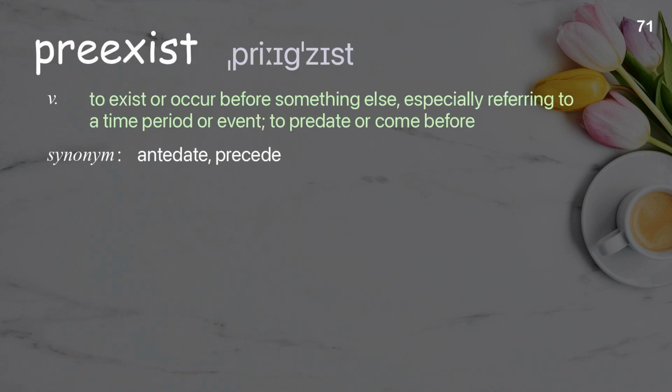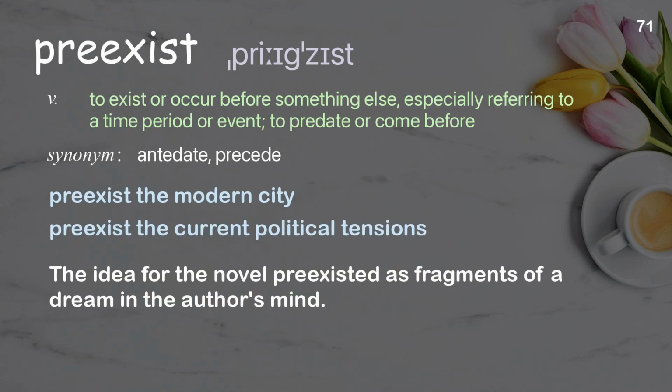Pre-exist. To exist or occur before something else, especially referring to a time period or event, to predate or come before. Examples: Pre-exist the modern city. Pre-exist the current political tensions. The idea for the novel pre-existed as fragments of a dream in the author's mind.